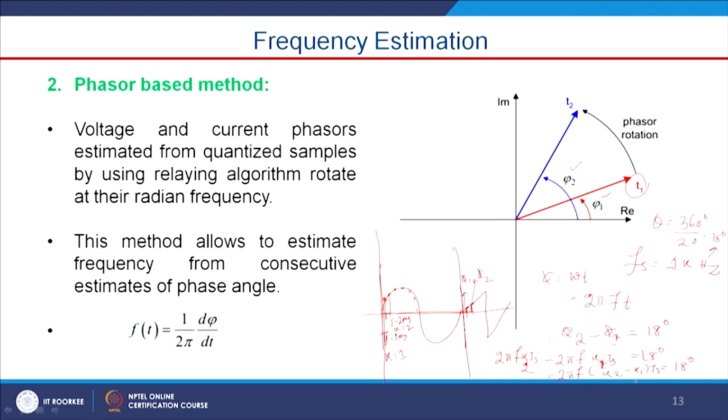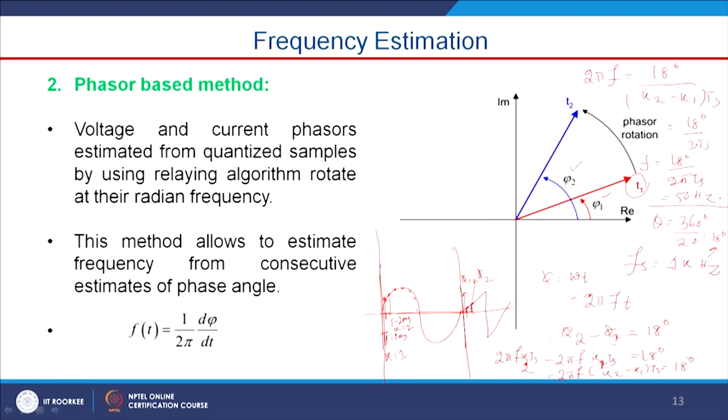Now, just divide. This 2 pi f is equal to 18 degree divided by k2 minus k1. The difference in positions of consecutive samples is always 1, so it is equal to 18 degree divided by 1. Now, this frequency is equal to 18 divided by 2 pi. Here we missed one term, that is the Ts. This Ts will come here, 1 into Ts. Now, it leads to 50 hertz.